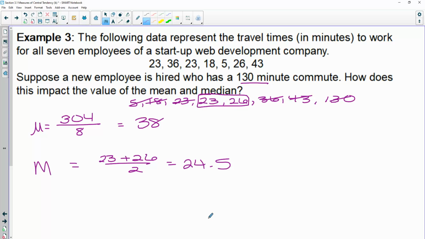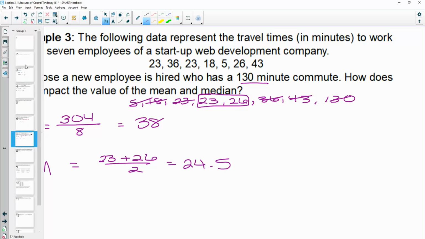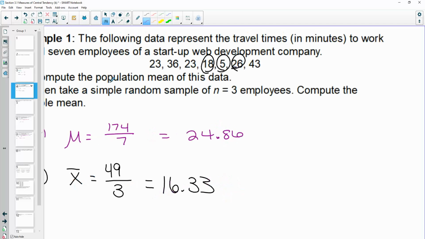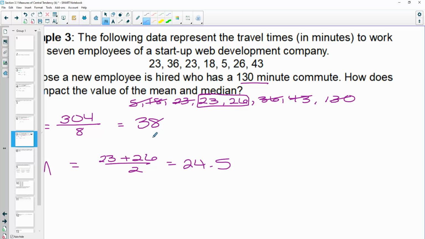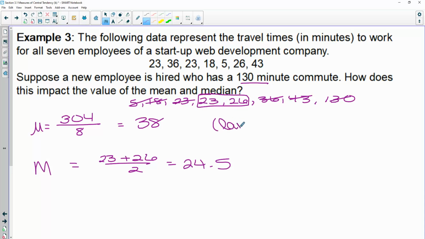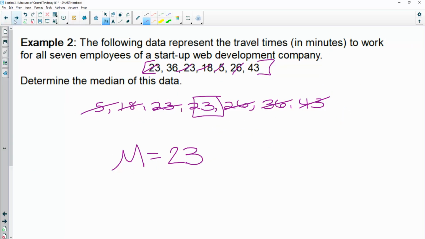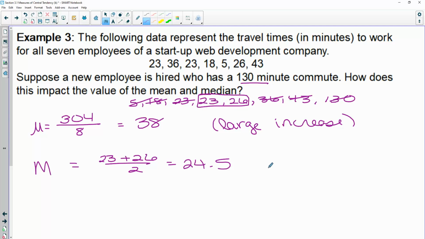So let's compare. What was my original mean? Mean started at 24.86. I hired this new employee and it went all the way up to 38. So that one employee had a really big impact on my mean. This is a large increase. What about my median? Before the median was 23, now it's 24.5. We're talking in minutes. Is going up by a minute and a half that big of a deal? No. So this is a small change.